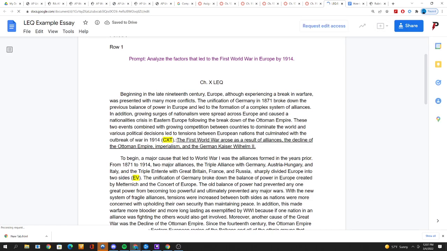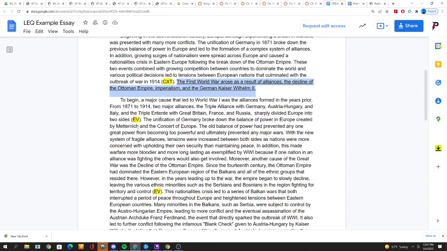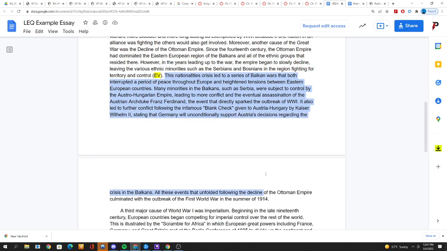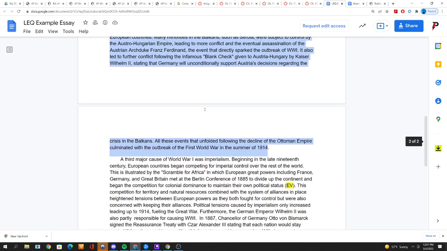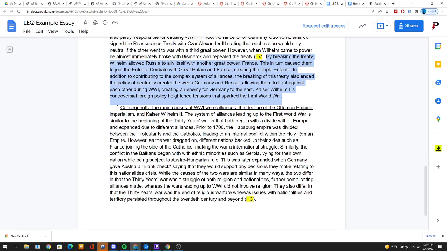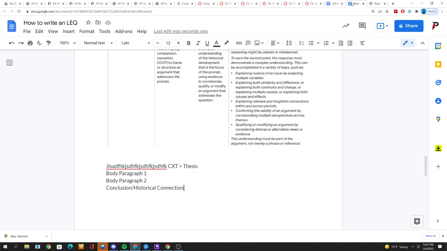It's basically this. You have your contextualization here, you have your thesis, you have your evidence. This is analysis typically. This is evidence, analysis, and this is your first body paragraph. This is your second evidence, analysis here, then evidence, analysis here. Then this is a conclusion, and this is a historical connection, which is part of your analysis. It just looks for something different.